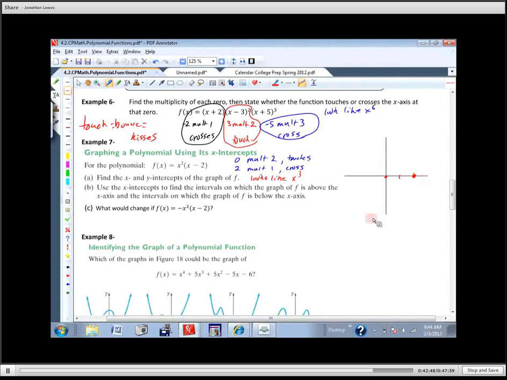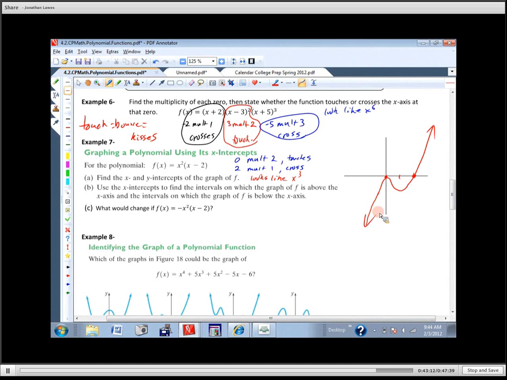Okay, so I'm going to start down here. I'm going to go up, and when I get to 0, what do I do? What does it say it does at 0? Touches. So we're going to touch here, bounce off that way, and then I've got to go through this one right here, and that's what it would have to look like.